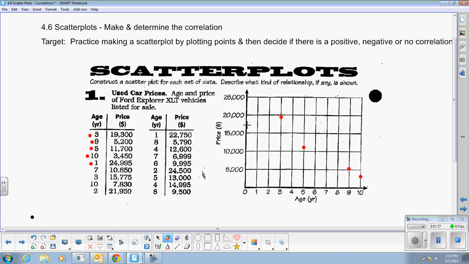1, $24,995. Can't they just say $5 more and keep it easy for 25,000? But I guess not. Okay, so 7, 10,850. 7, 10,850 is going to be just a little above that line. 3, 15,775. 3, 15,775, probably about there. And then 10, 7,830. It's going to be a little over halfway between 5,000 and 10,000. And then 2 and 21,950. So that's about there.